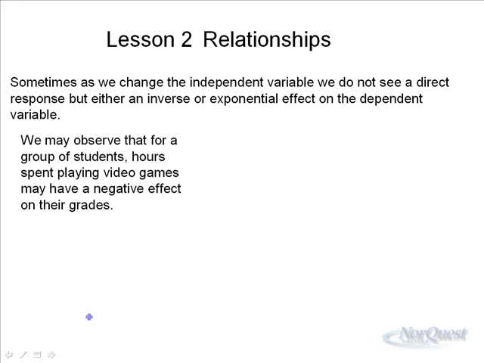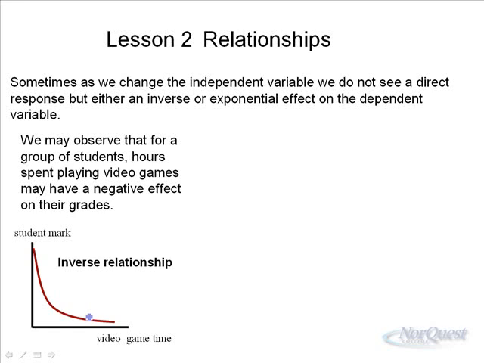So, for example, we might observe that for a particular group of students, hours spent playing video games may have a negative effect on their grades. What we're saying here is their student mark is the responding variable, the amount of video game time is the manipulated variable, and as the amount of game time increases, their mark goes down. And this is a typical example of an inverse relationship. One thing gets bigger, the other thing gets smaller, and there's lots of examples of that.